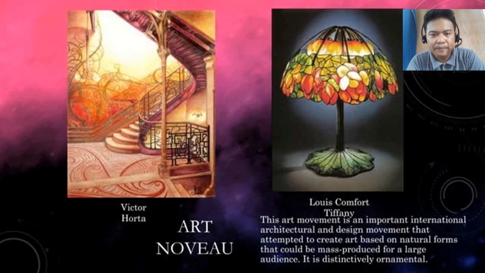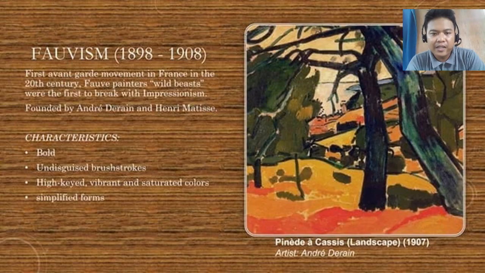Next, we also have Fauvism, the first avant-garde movement in France in the 20th century. The Fauve painters, the wild beasts, were the first to break with Impressionism. It was founded by André Derain and Henri Matisse. That was Fauvism. The characteristics of Fauvism are that it is bold, it has undisguised brush strokes, it is high-keyed, vibrant, and uses saturated colors, and it is in simplified forms.